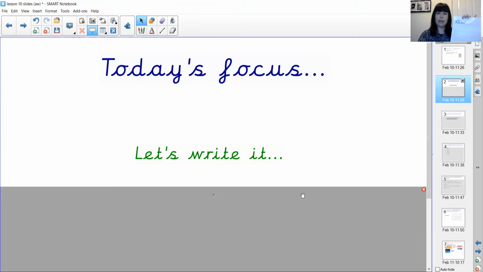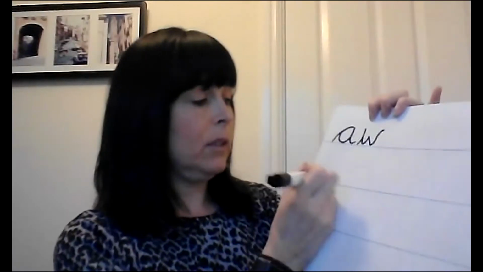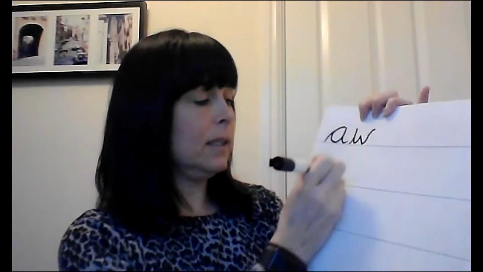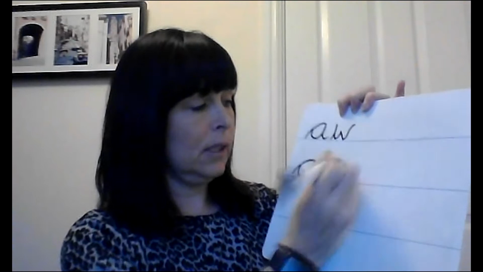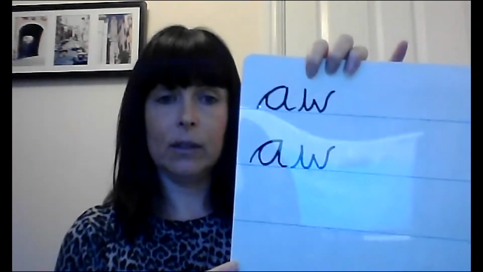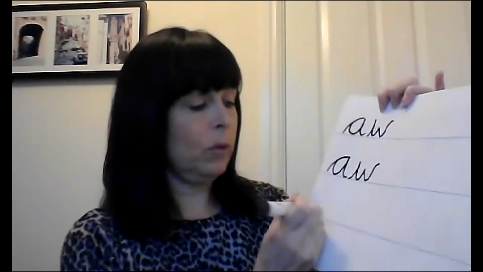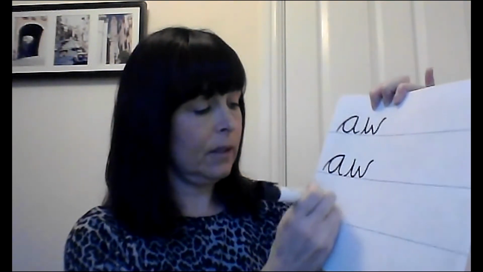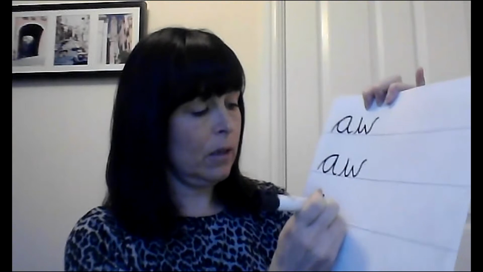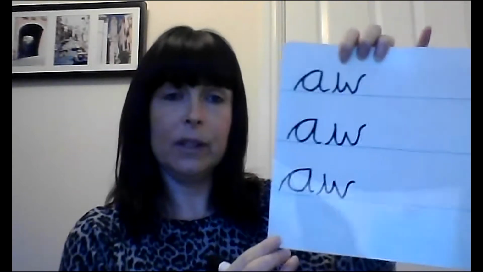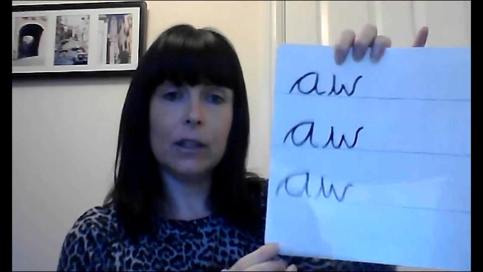Get a piece of paper, or if you have a whiteboard, you can use a whiteboard. So we need the A, and we need a W to make the or sound. We're going to look at lots of words using that digraph today. One more time. Or. Good job. Hope you remember that one. Look out for it now in these words.